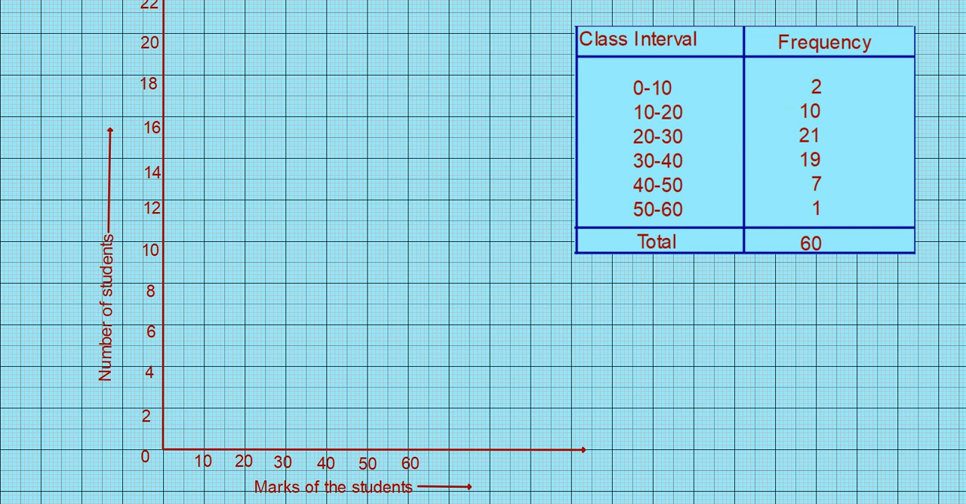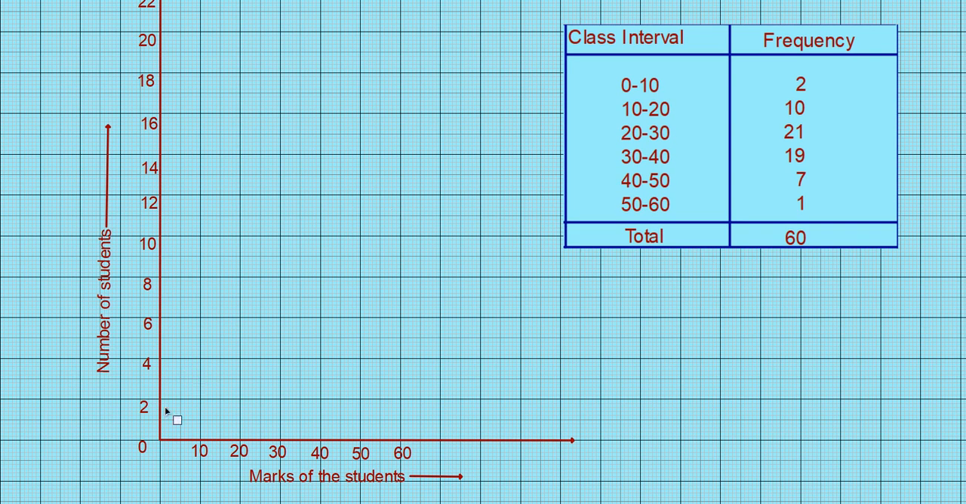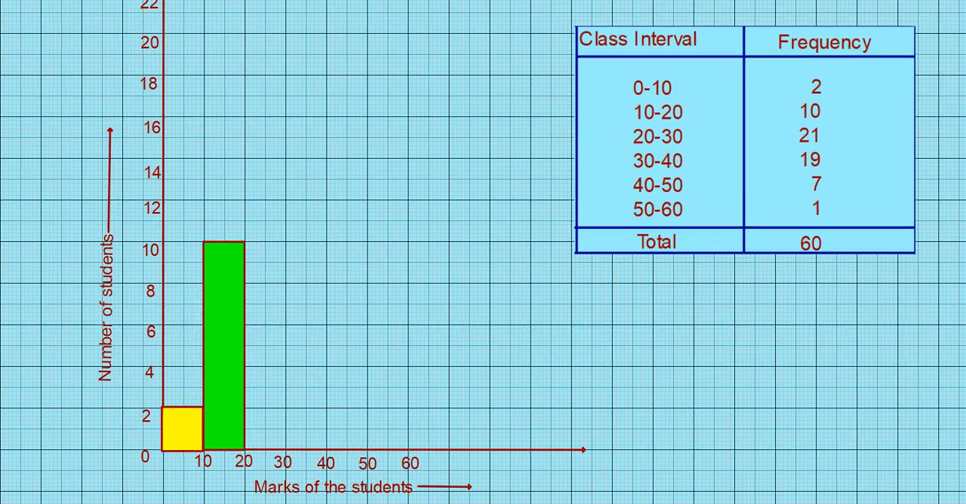How will you draw a bar there? So you can draw 0 to 10, 2, in this way. Now how will you draw 10 to 20, which is 10? That you can draw like this: this is 10, and 10 to 20. This represents 10 to 20, 10 students.